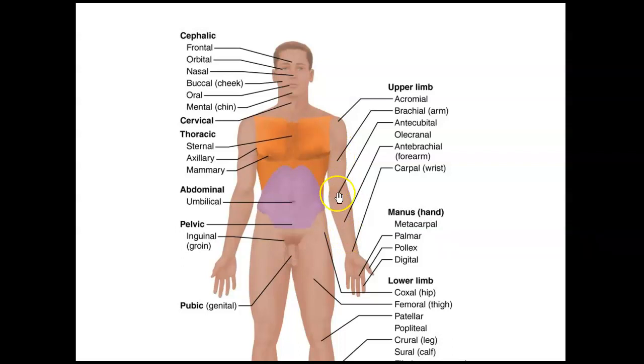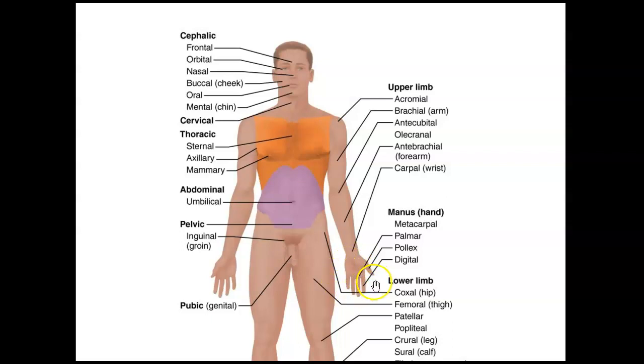Antecubital is the bend in your elbow. So it's in front of your elbow, anterior to your elbow. Antecubital. And then they have the word olecranal, which doesn't have a line pointing to it because it's on the back side, but olecranal is the term for the elbow. Okay, so we'll see that on the posterior figure. Antebrachial is the forearm, carpal is the wrist, the hand is manus, the metacarpal is the palm.